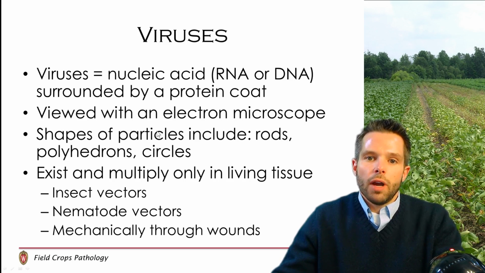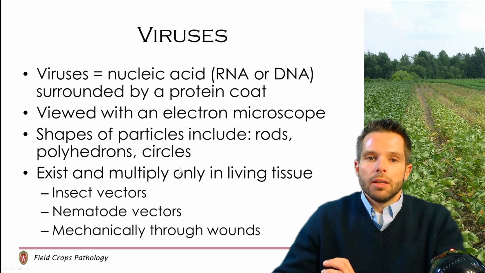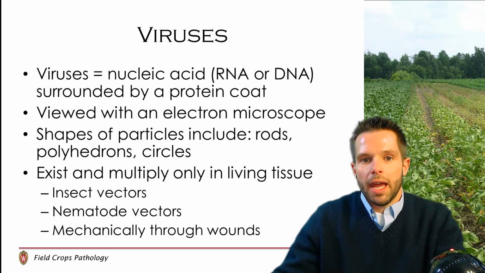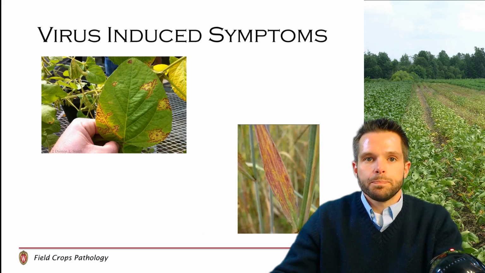What's interesting about viruses is they have to be associated with either a vector or their plant host. Once the cell is inoculated with a virus, the virus essentially unwraps this protein coat, releases the nucleic acid, and that nucleic acid inserts itself into the DNA of the plant and reprograms the cell to make more virus particles. So it's a pretty interesting process in how the infections take place and how the virus will manipulate the plant. Here are some examples of virus diseases.